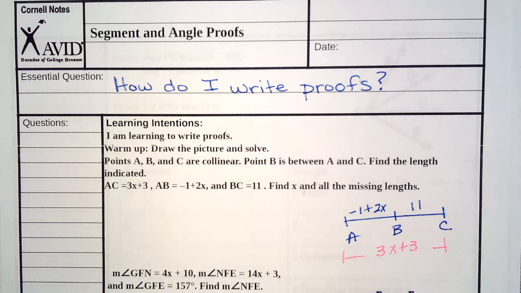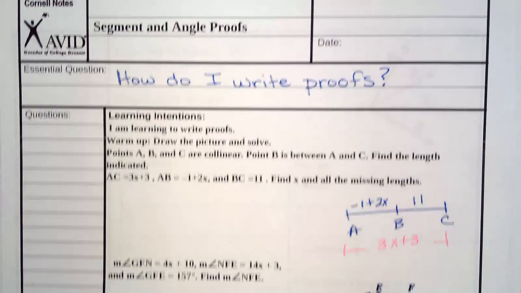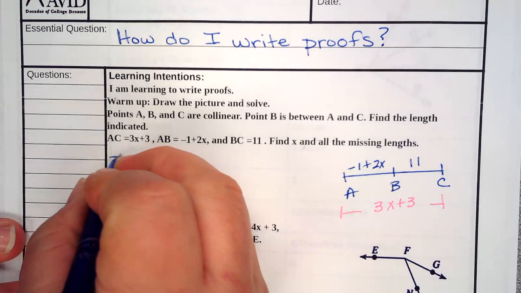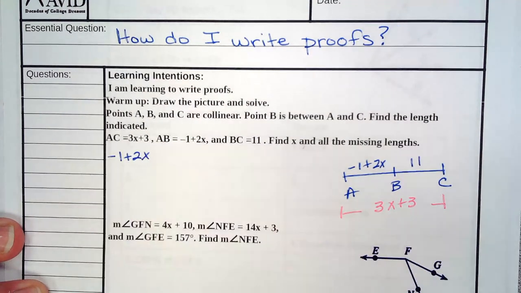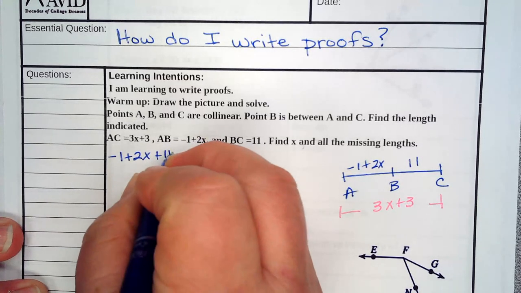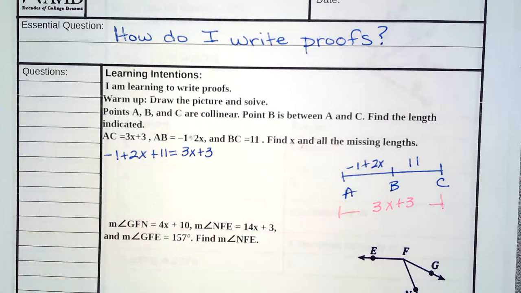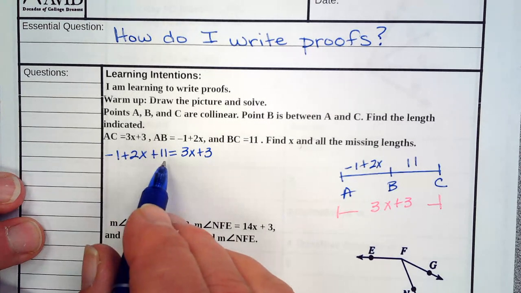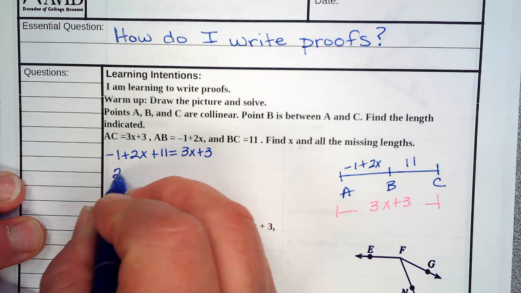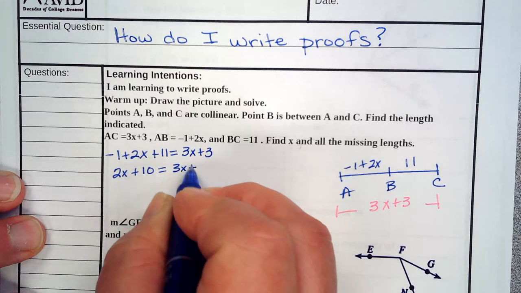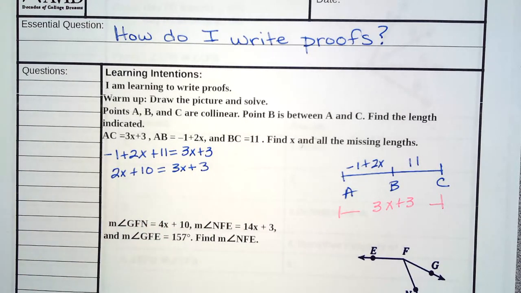So we know that the two pieces make up the whole, so we can add them together to get the whole length. Negative 1 plus 2x plus 11 is equal to 3x plus 3. Step 1, set your equation up. Step 2, combine like terms. Negative 1 plus 11 is 10. 2x plus 10 is equal to 3x plus 3. Now we're ready to solve.